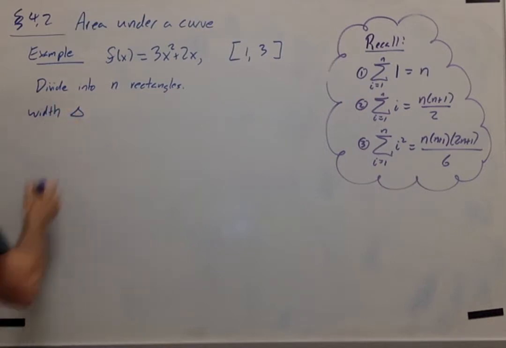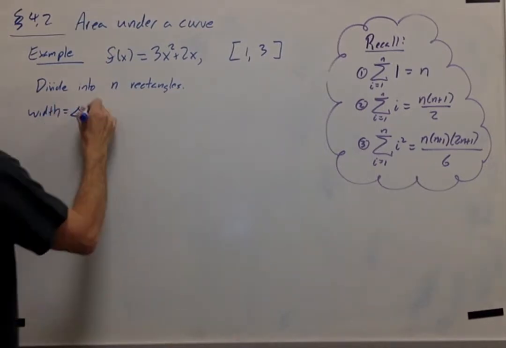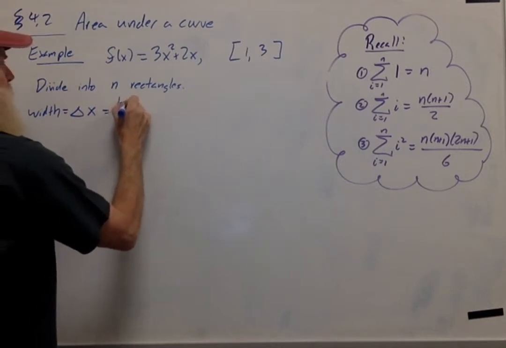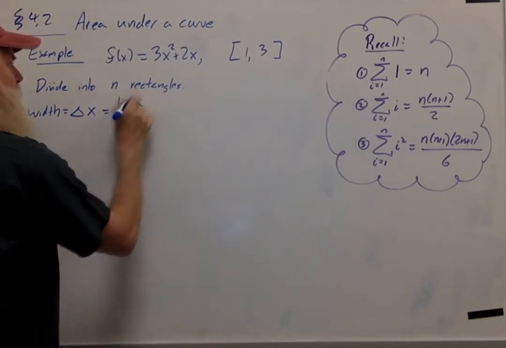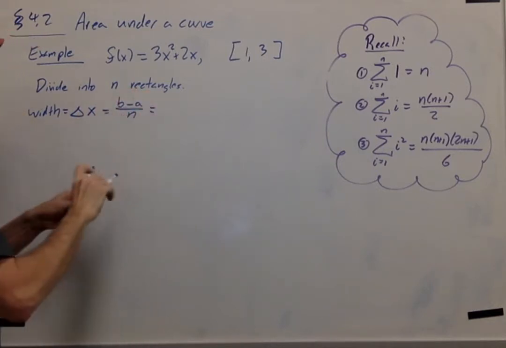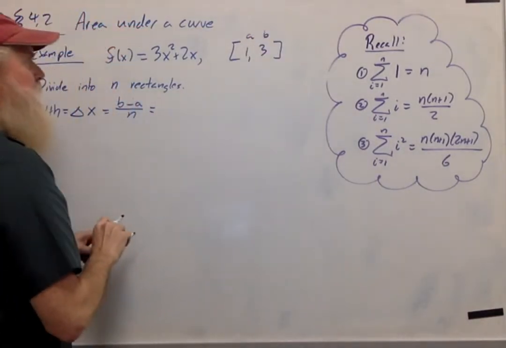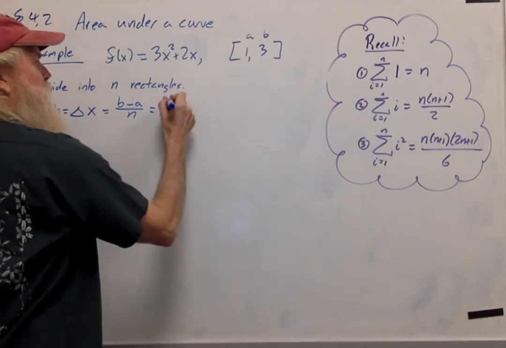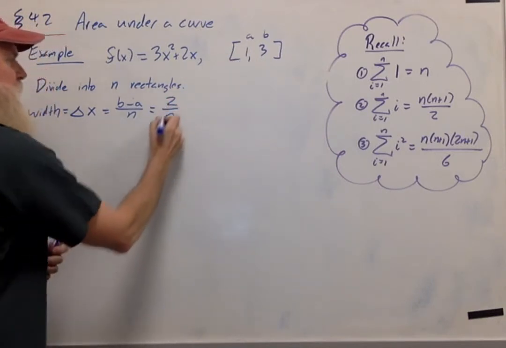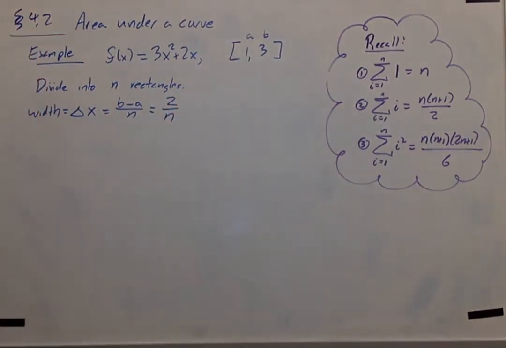The width or base of the rectangles is going to be delta x. The formula for that is b minus a over n. Since my interval is from 1 to 3, a is 1 and b is 3. So b minus a is 2. And then I divide by n to get the width, delta x.